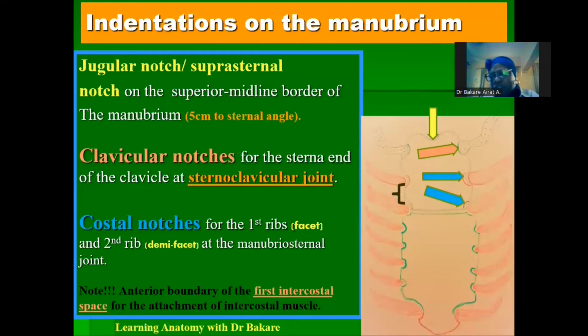So we see that in between these costal cartilages, we have spaces. They are not continuous. There are spaces created between them. And these spaces are called the intercostal space. And this is the first intercostal space.